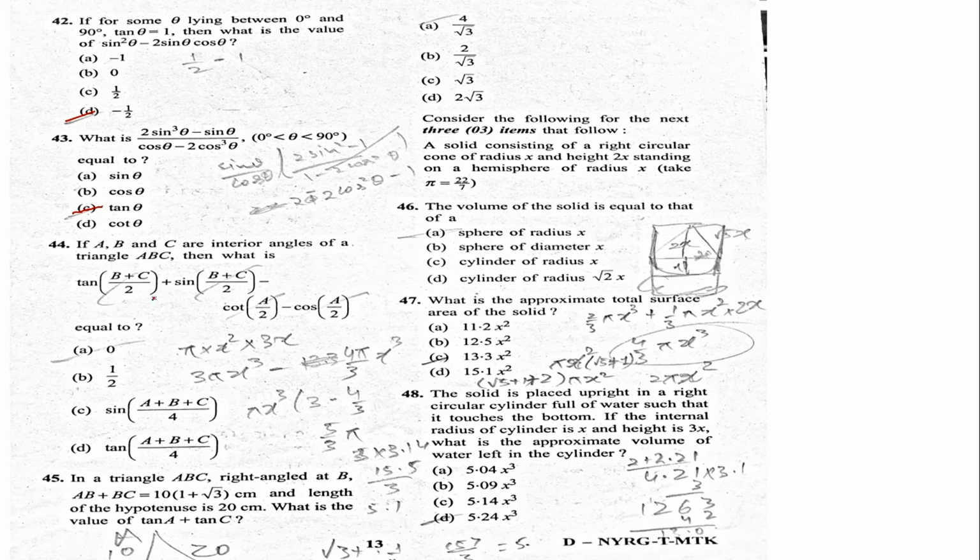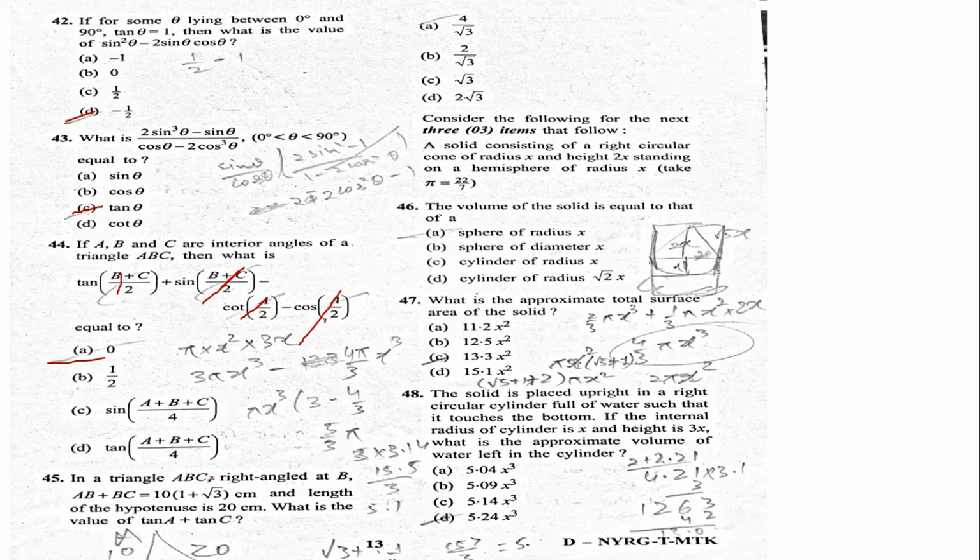Tan (b plus c) by 2 equals cot a by 2. So it is here with the minus sign, so it will cancel out each other, and this will also change because a plus b plus c by 2 is pi by 2, that is 90 minus a by 2. So sin (90 minus theta) is cos theta. So this will be cancelling out each other. So the right answer will be 0.